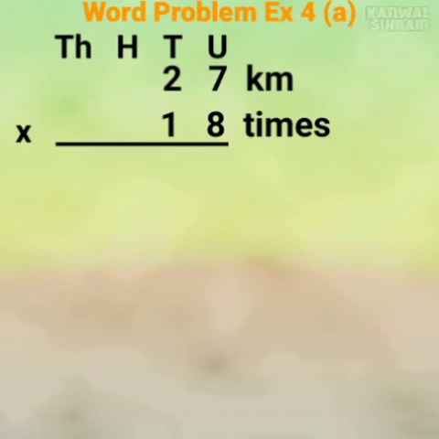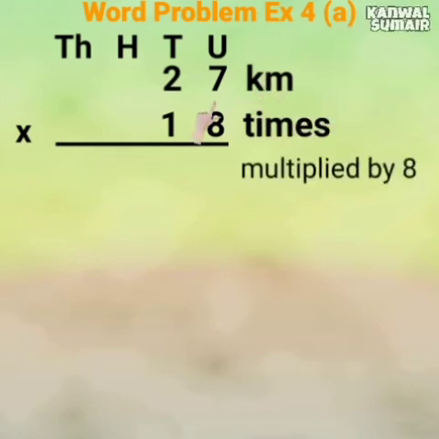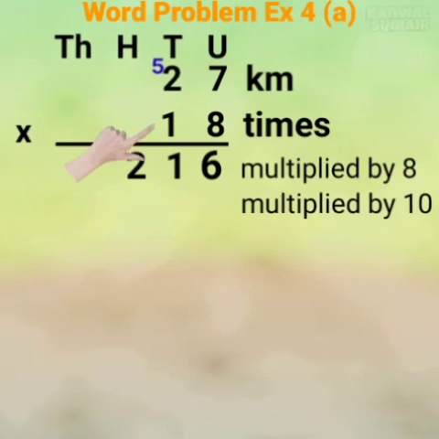Let's multiply 8 with 27 first. 8 times 7 is 56. Write 6 at units place value and 5 at tens place value as carry. 8 times 2 is 16. Add 5 into it, it becomes 21. Write 21 down.